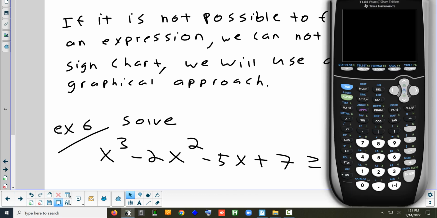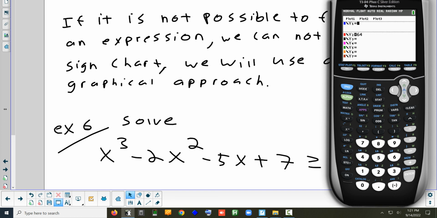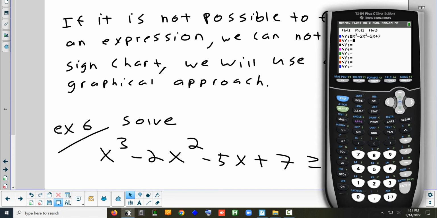So let's put this in. This time, clear your y1 and y2. Put in x cubed minus 2x squared minus 5x plus 7. And the other one is 2x plus 1. So the graph in blue is my cubic. That's going to be the one that turns. The graph in red is going to be linear. It's going to have a slope of 2 and a y-intercept of 1.